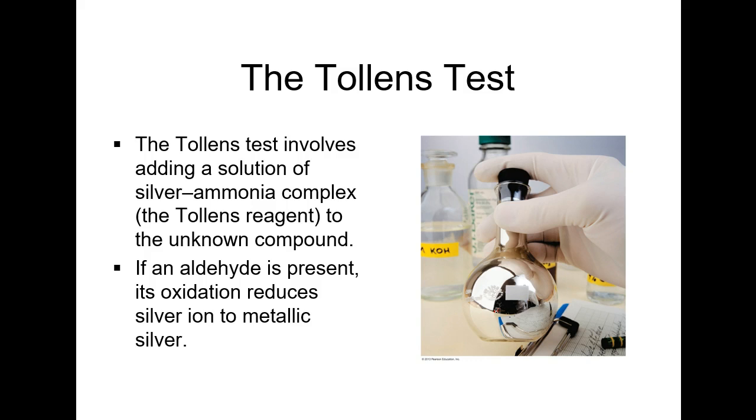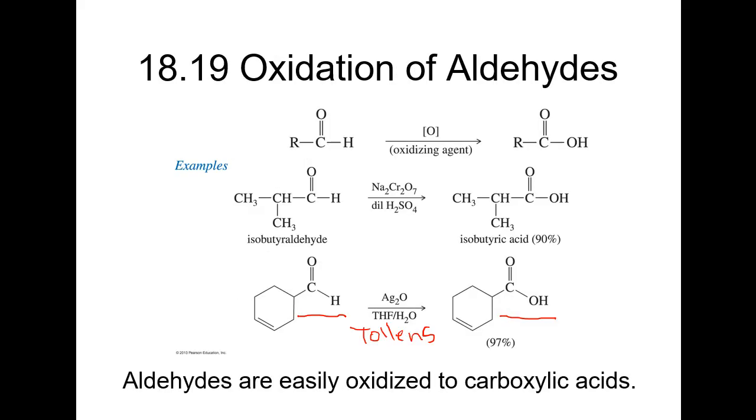An example is a Tollens test. Tollens is a silver oxide. Let me go back to it. What happens is it oxidizes the aldehyde to the carboxylic acid, and you form silver metal. Silver is your product as the metal, a solid, which is obviously shiny. What you actually form is what's called a silver mirror.